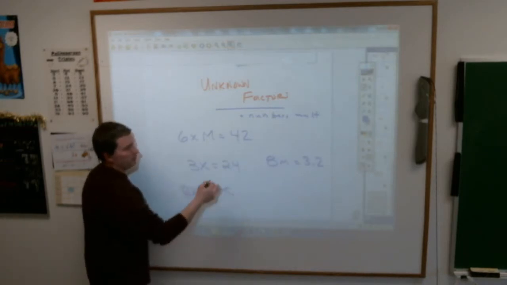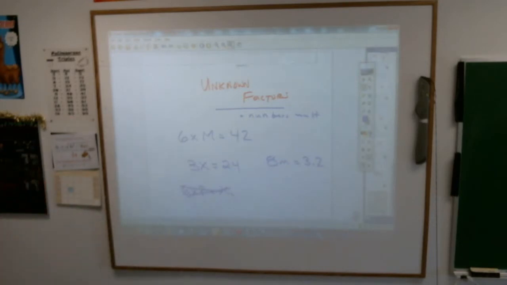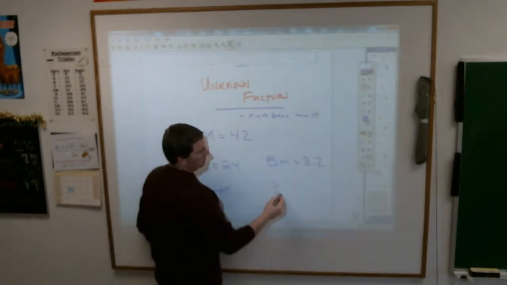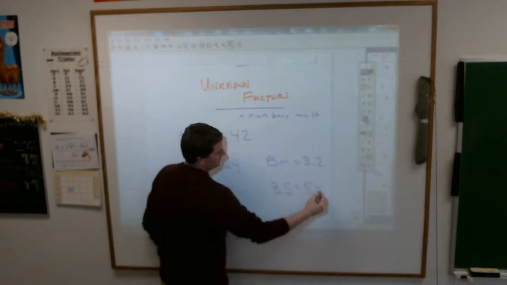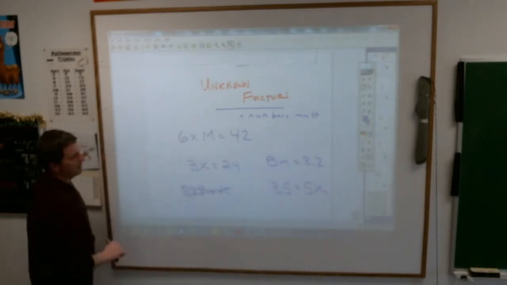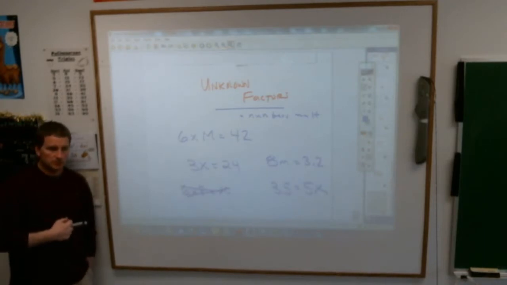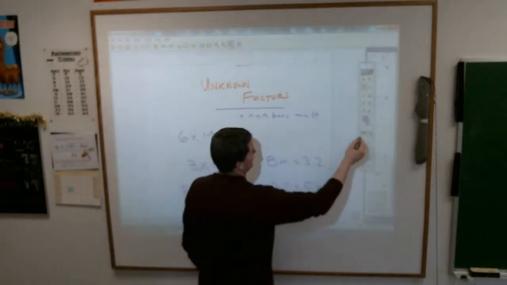We are worried about when problems look like this. Now, if you did it the old-fashioned way, oh, by the way, it could be flipped around. It could be this. 3.5 equals 5x. In the olden days, what did I say to do when you had problems like this? Andrew? Think of an easier problem.